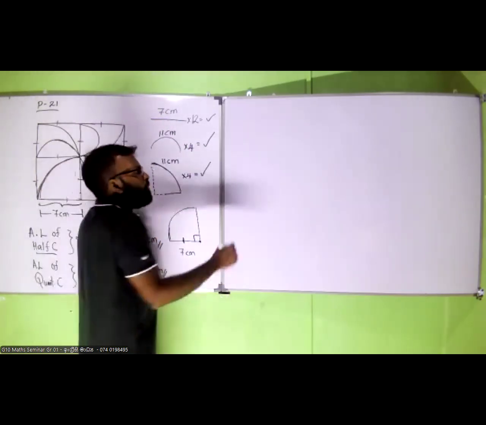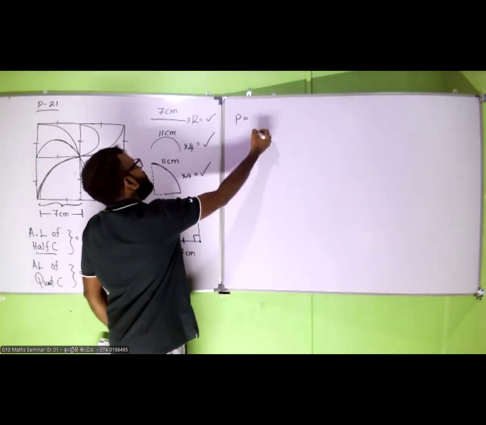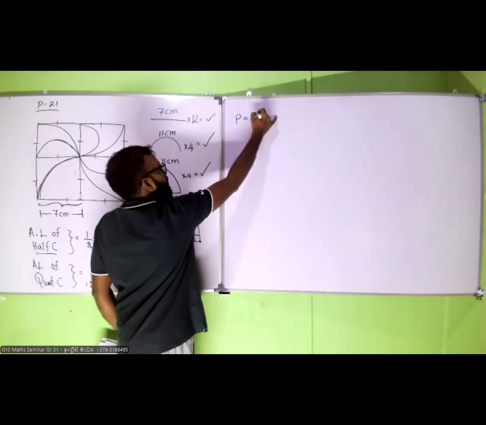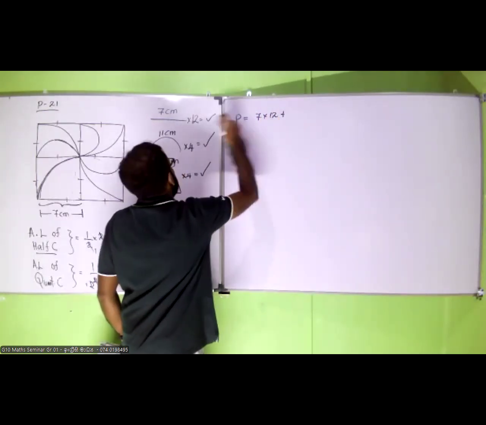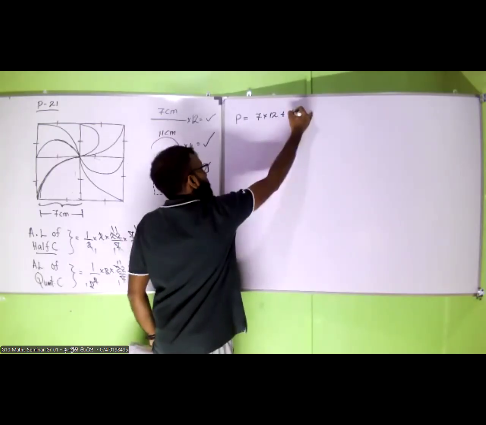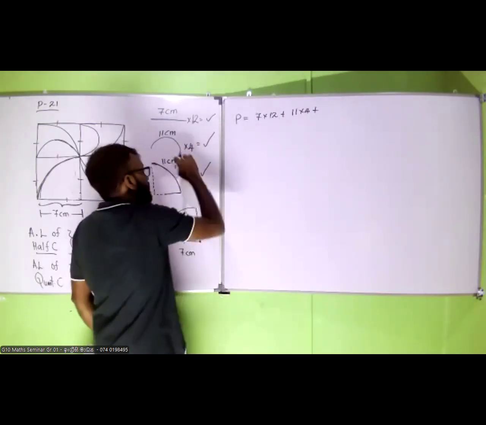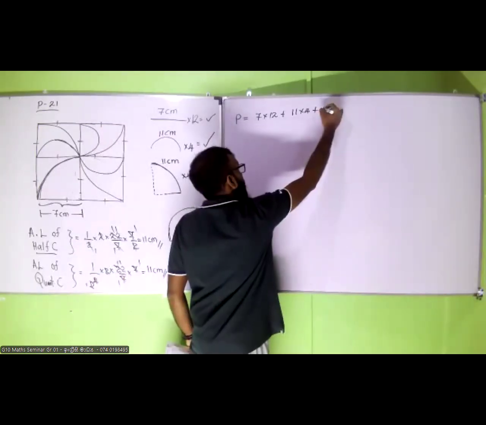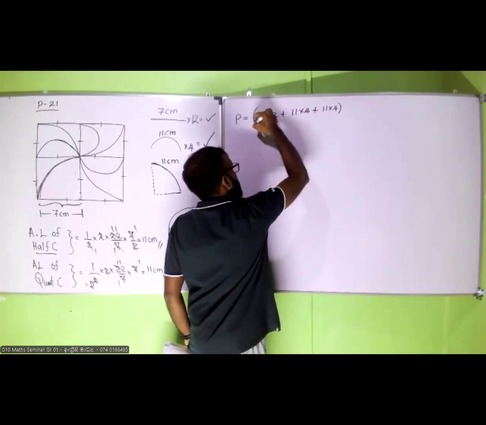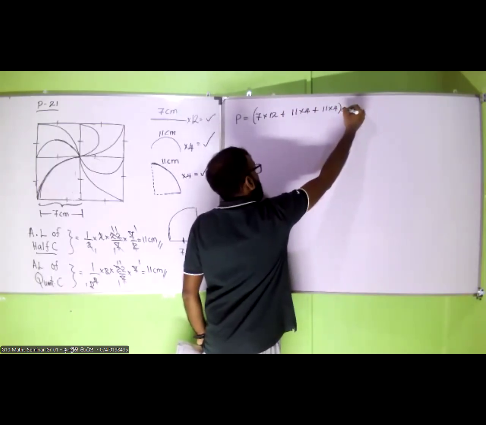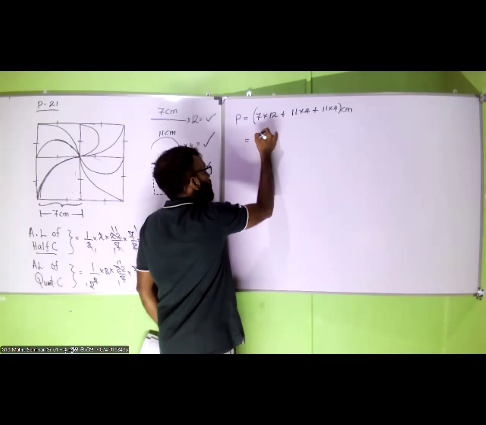So we have to find the perimeter. Very simple. Perimeter equals 7 into 12 plus 11 into 4 plus 11 into 4. All are centimeters. 7 into 12.